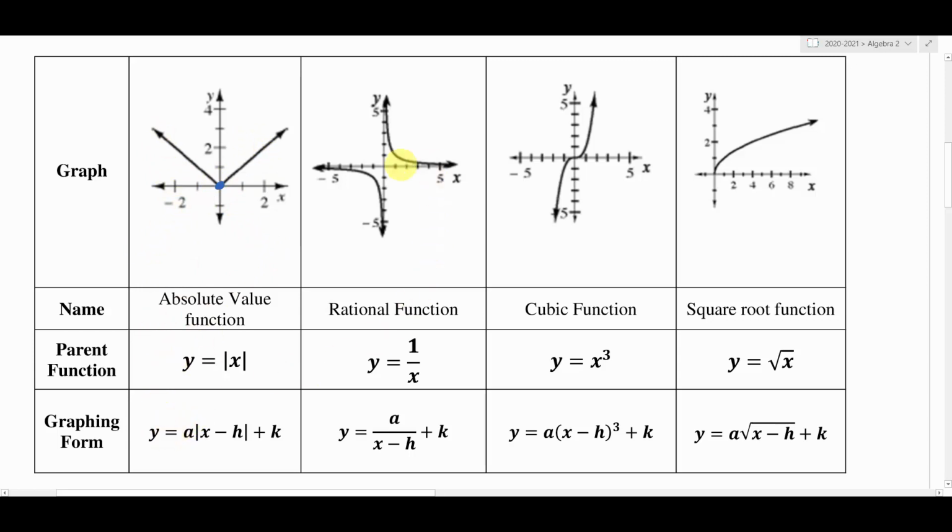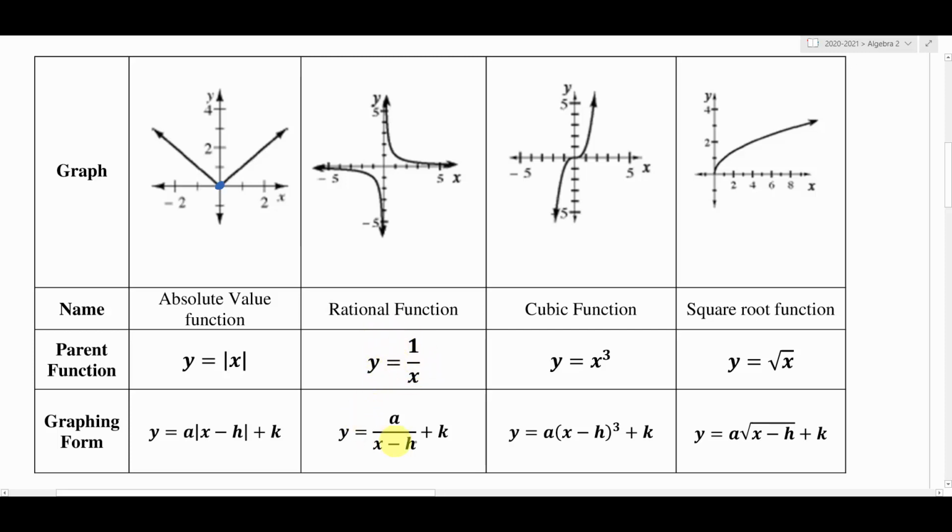Okay. So this next one is called a rational function. We've seen these before because we investigated the asymptotes of these things, right? So we've seen this shape of graph before. We call these rational functions, and its most basic form before we do any kind of transformations on it is 1 over x. This is the parent function.